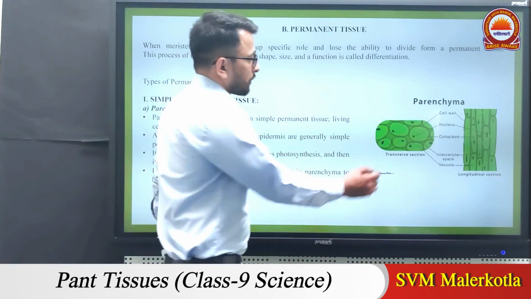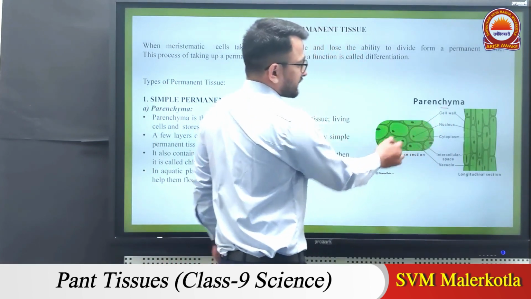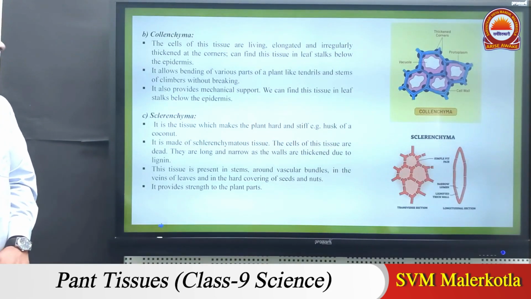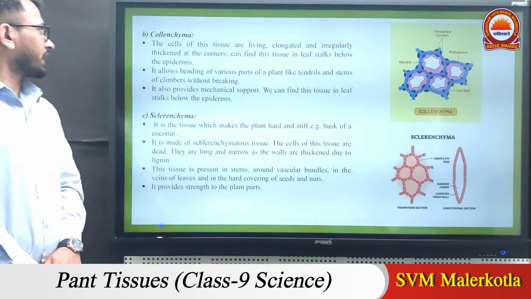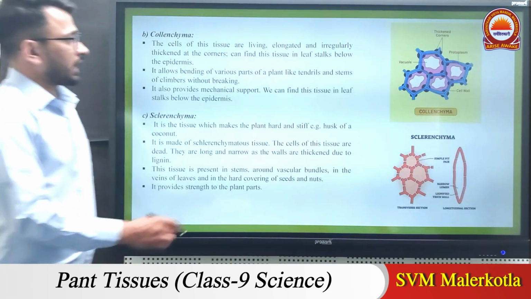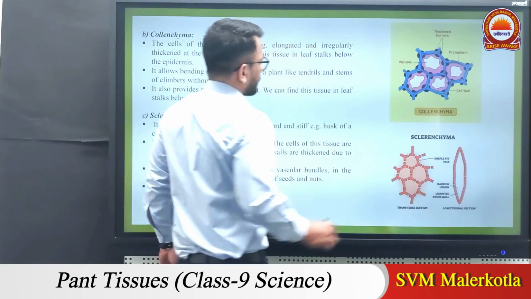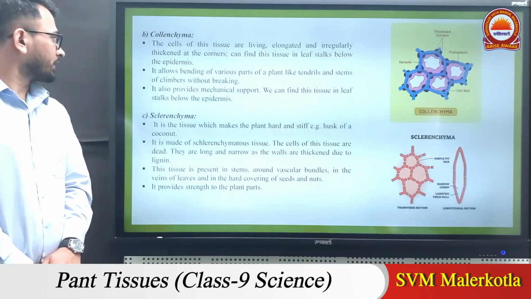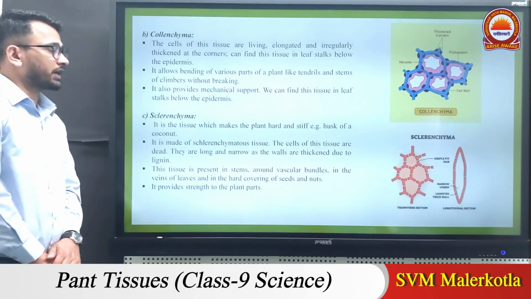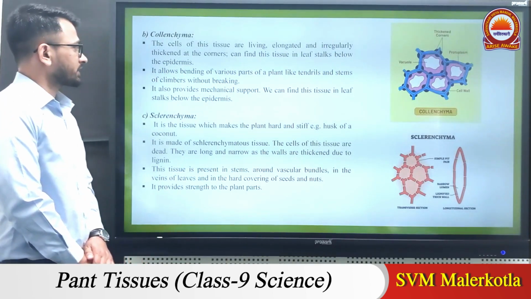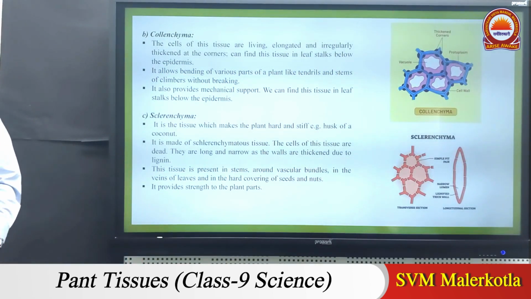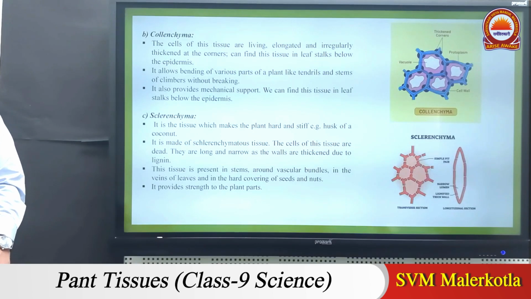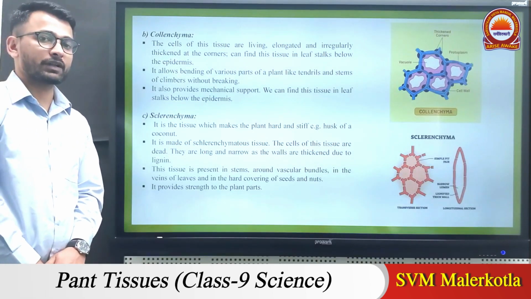Here is the figure of your parenchyma cell. They will be loosely arranged inside the plant. Then collenchyma. The cells of this tissue are living, elongated and irregularly thickened at the corners. Like this, you can see in the figure, they are thickened at the corner of the cell. They are found in the leaf stalk below the epidermis. It allows bending of various parts of the plant like tendrils and stems of climbers without breaking. Collenchyma tissue also provides mechanical support.